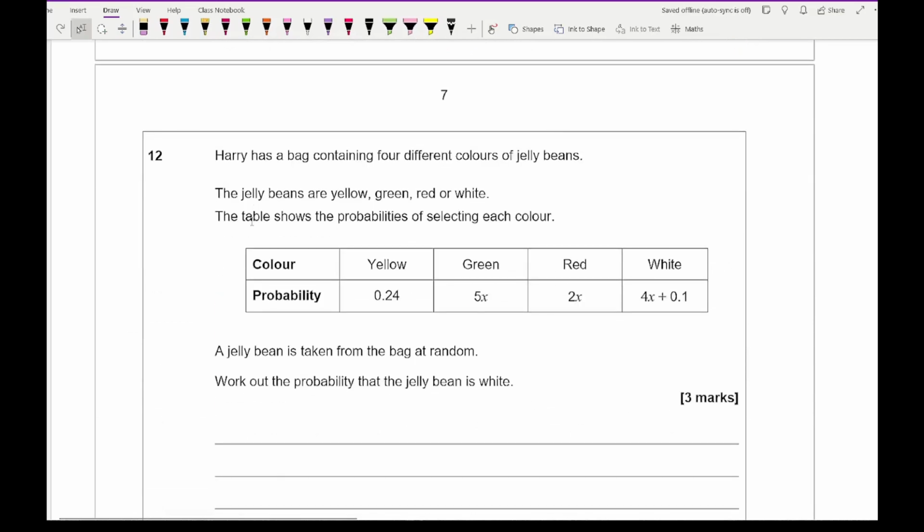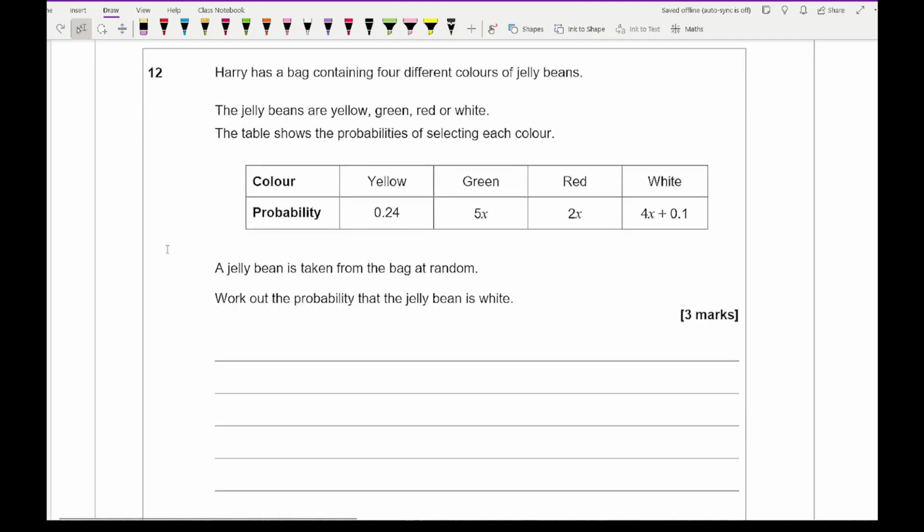Moving on to question 12, it says that Harry has a bag containing 4 different colours of jelly beans. The jelly beans are yellow, green, red or white. The table shows probability of selecting each colour. A jelly bean is taken from the bag at random. Work out the probability that the bean is white. So let's work out these. Now, as you can see in the table, I don't know the numerical values of the probability, but I have got some expressions. So one thing I know is that all the events of those colours are exhaustive. So these probabilities need to all add up to 1.